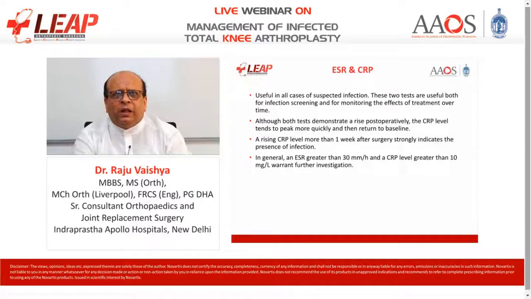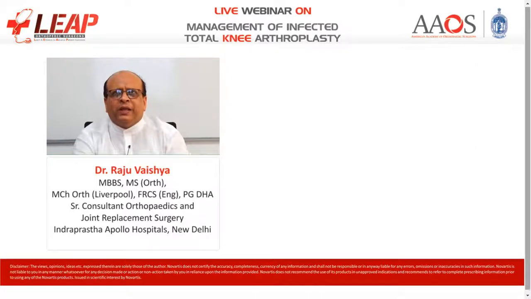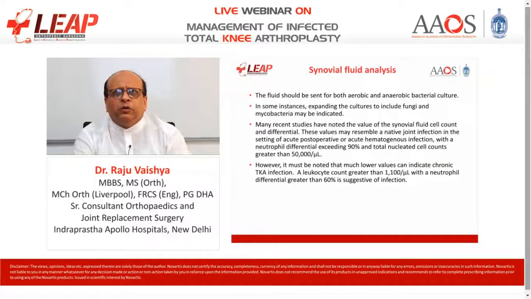Synovial fluid analysis is one of the direct tests that can be done to diagnose infection. The fluid which is aspirated should be sent for both aerobic and anaerobic bacterial culture. In some instances, expanding the cultures to include fungi and mycobacteria may be indicated.